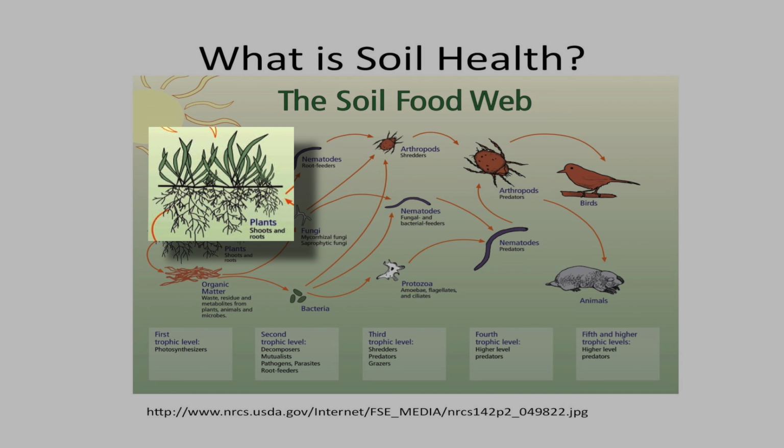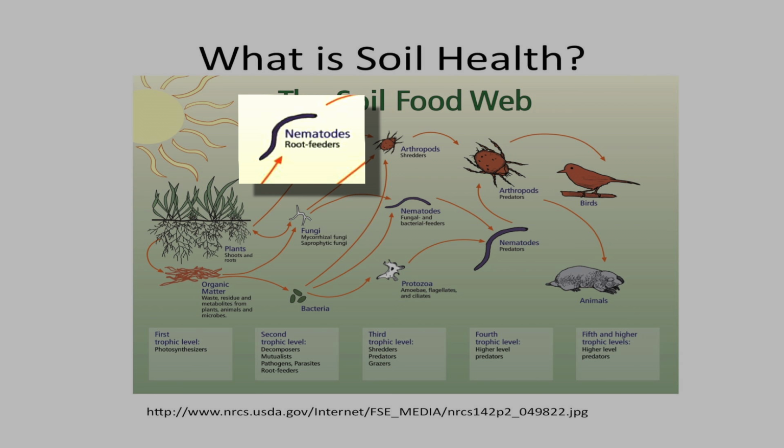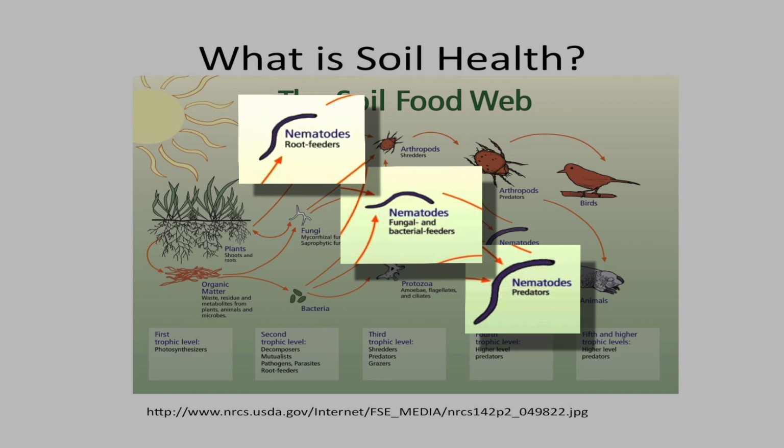Plant diversity is, among many, many factors, one of the biggest drivers. When you have a lot of plant diversity and plant abundance, then you tend to have a lot of soil diversity. And when you see here, you see nematodes at different areas. Nematodes can be root feeders. Nematodes can also be fungal and bacterial feeders. Nematodes can also be predators.